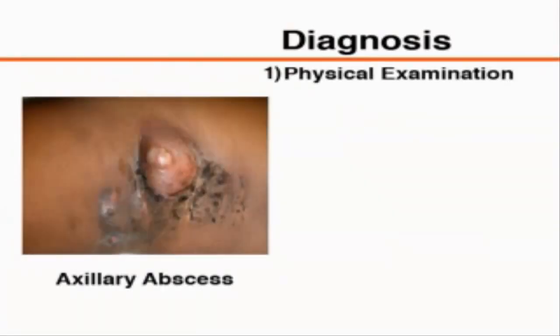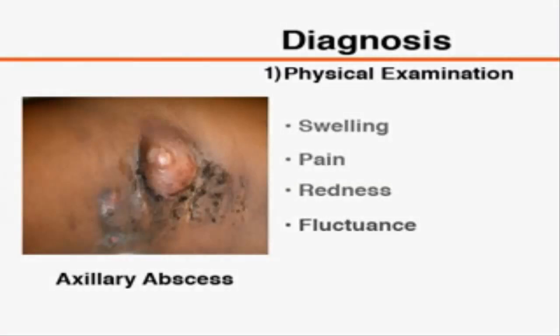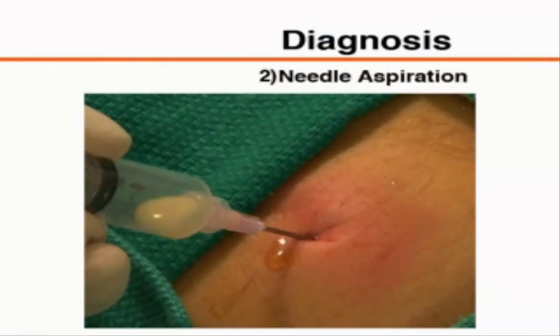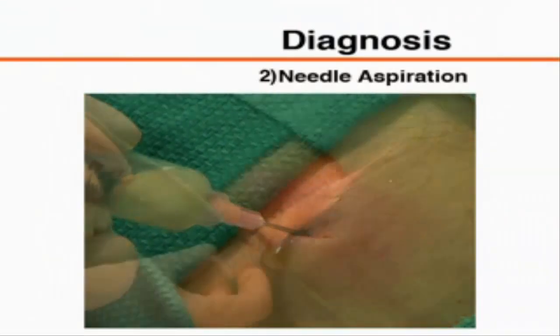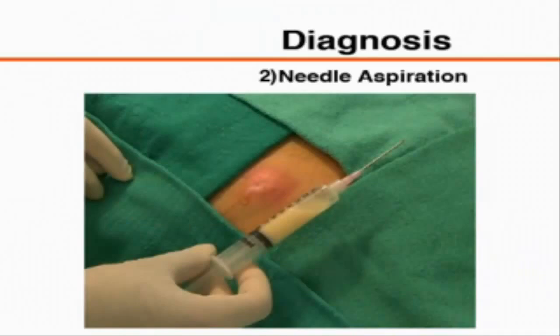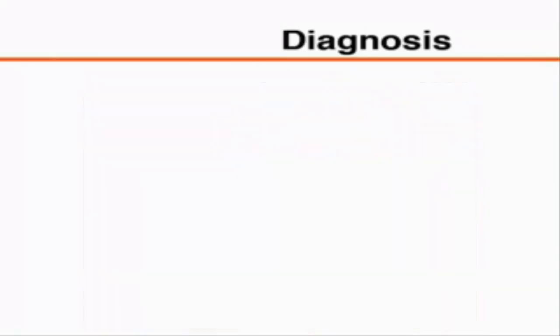Physical examination of the affected area will often allow diagnosis of an underlying abscess based on swelling, pain, redness, and fluctuance. Spontaneously draining skin abscesses are also amenable to diagnosis by physical examination alone. Needle aspiration of a suspected skin abscess can assist the clinician in making the diagnosis of a localized abscess when results of physical examination are equivocal.